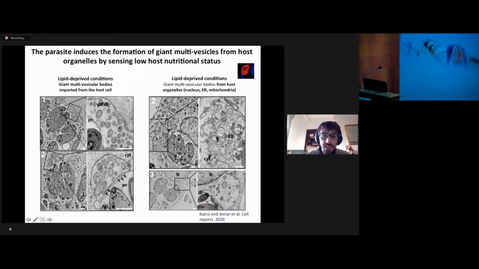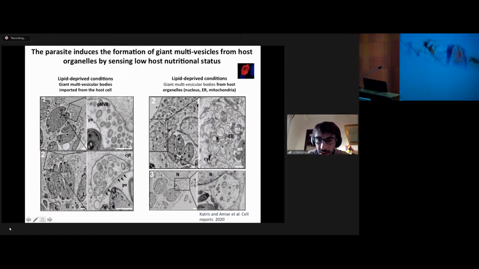Another thing that we've seen in Toxoplasma gondii during lipid-deprived conditions, so if you see here a vacuole of parasites within a host cell, what we could see in lipid-deprived conditions is the accumulation of these giant multivesicular bodies containing vesicles of different sorts, including lipid droplets as well as membrane-bound vesicles that were accumulating next to the PV, and then their content percolating, being actively imported by the parasite.